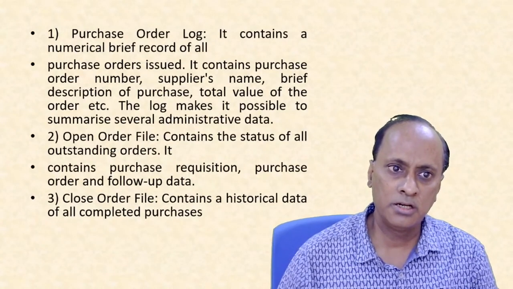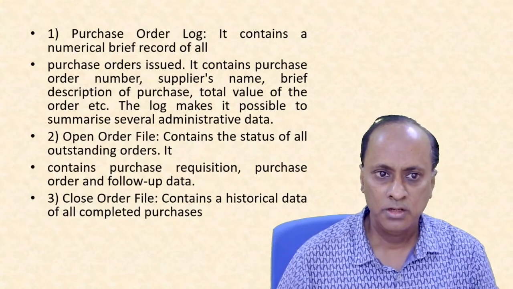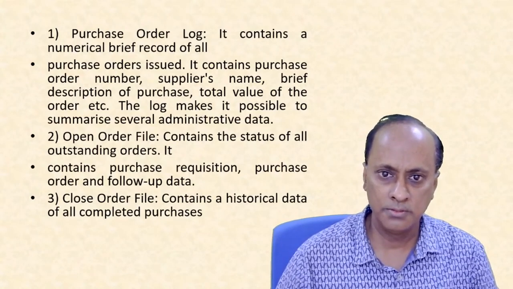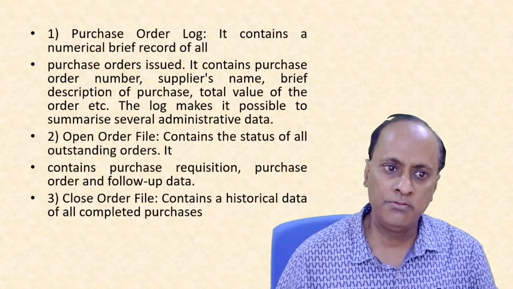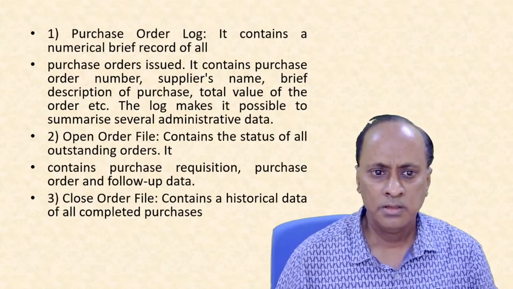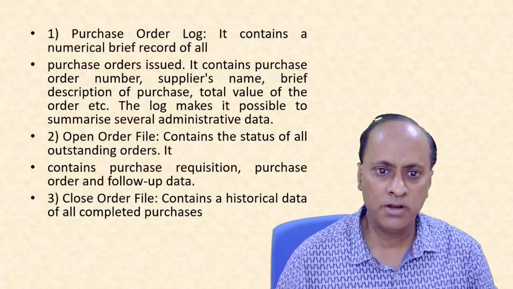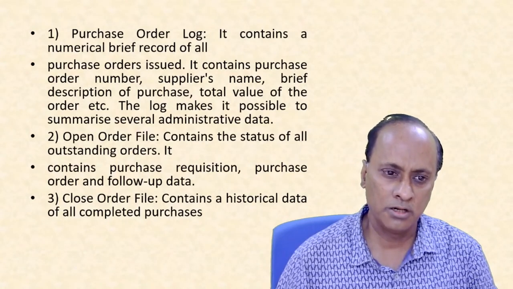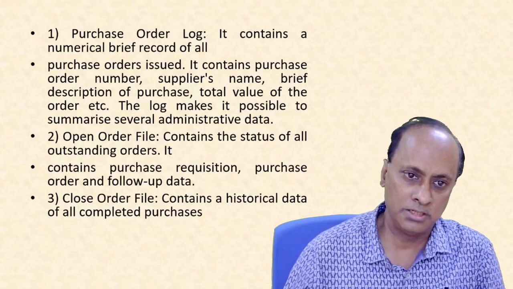Purchase order log: it contains a numerical brief record of all purchase orders issued. It contains purchase order number, supplier's name, brief description of the purchase, total value of the orders, etc. The log makes it possible to summarize several administrative data. Open order file: it contains the status of all outstanding orders. It contains purchase requisitions, purchase orders and follow-up data. Closed order file: it contains historical data of all completed purchases.